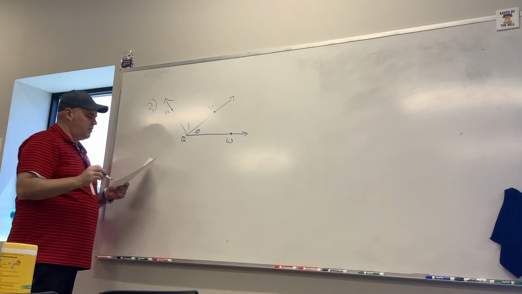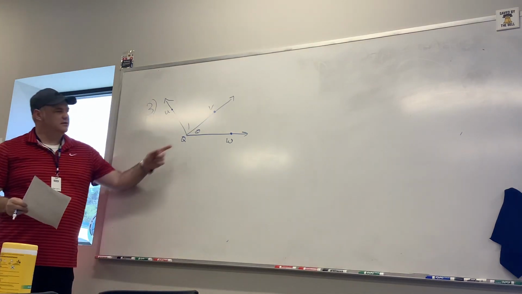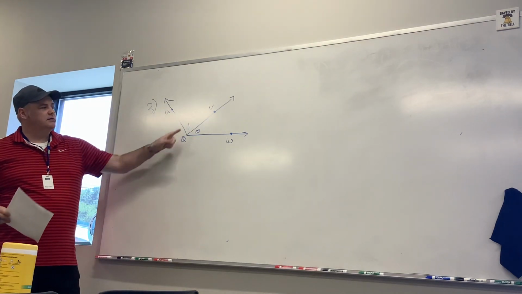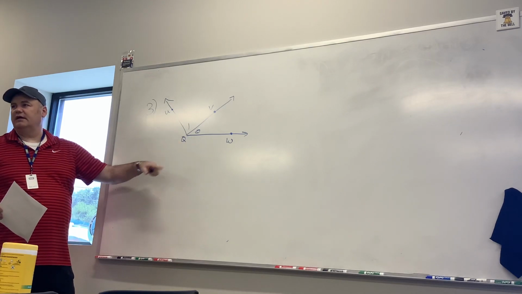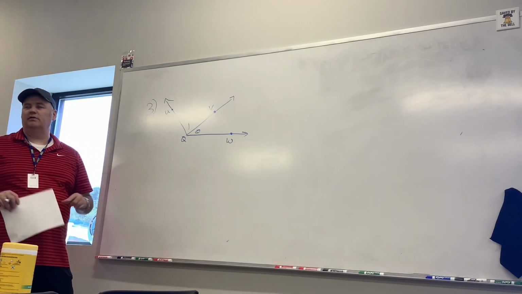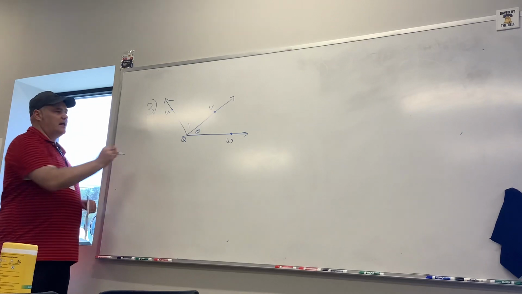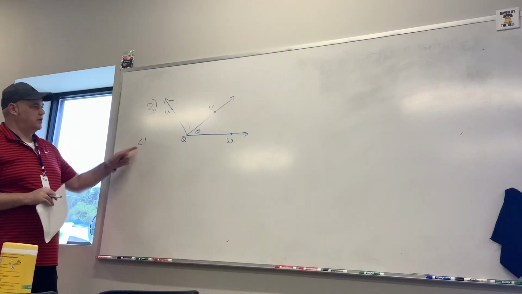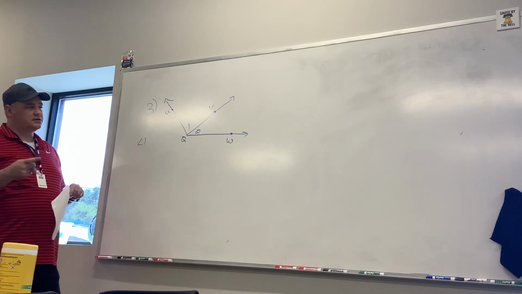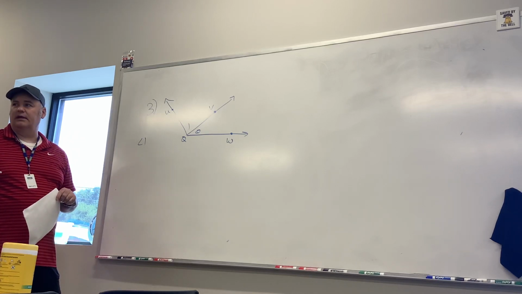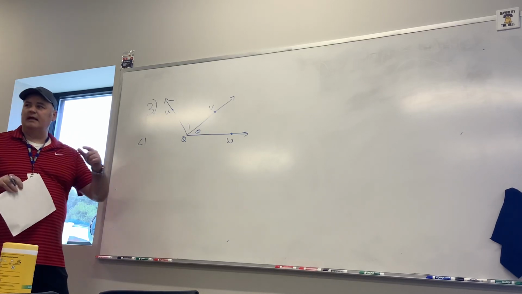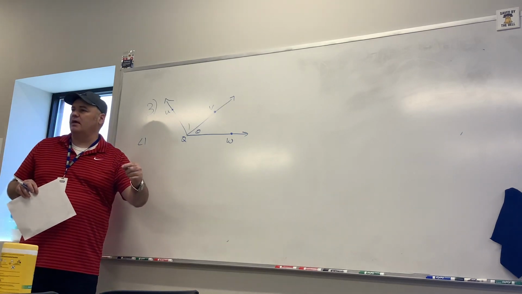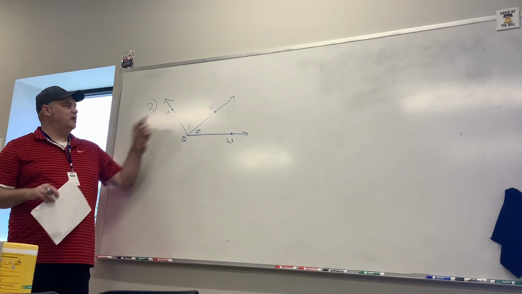Okay, they want you to name all the angles that have Q as its vertex. So here's Q, you've got several angles here, Q is the vertex. If I name one of them, angle 1, that's one of your answers. I'm not going to turn around and rename that angle again. They don't want me to name the angles in every possible way.